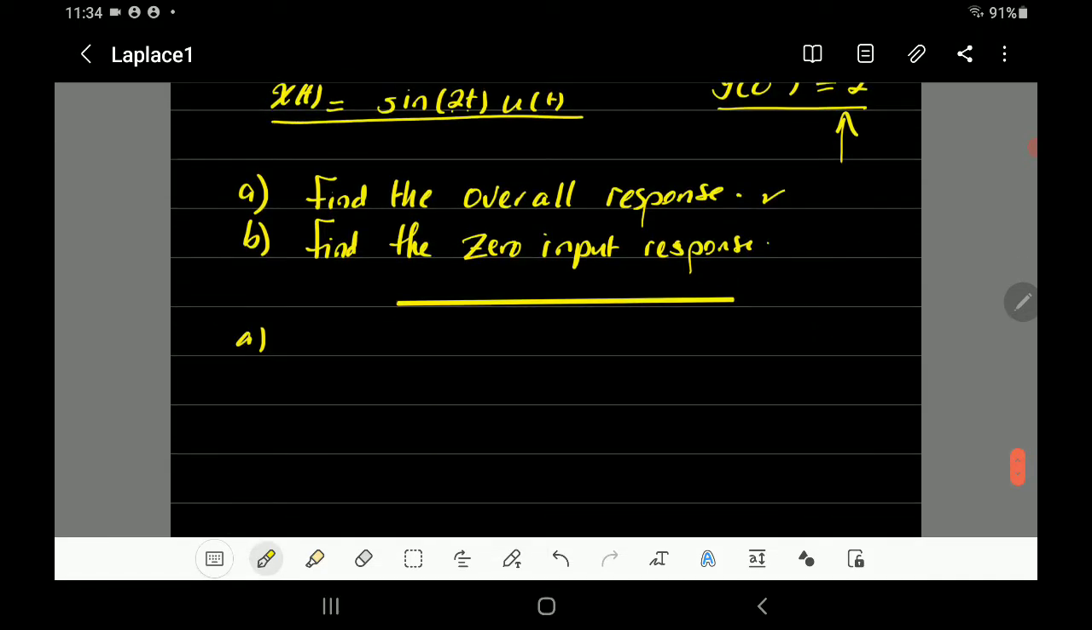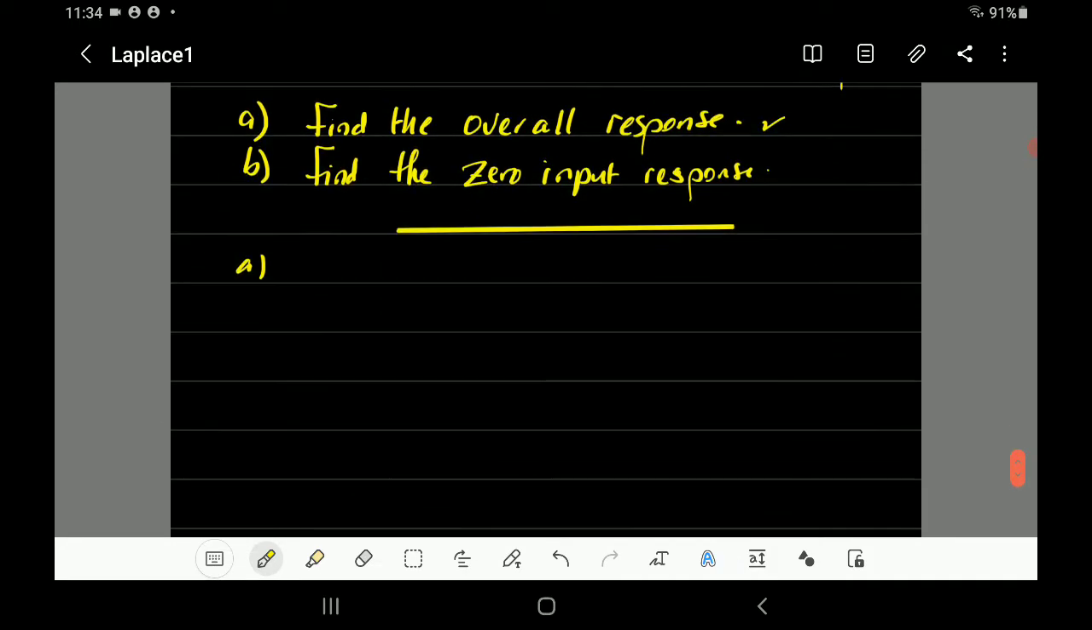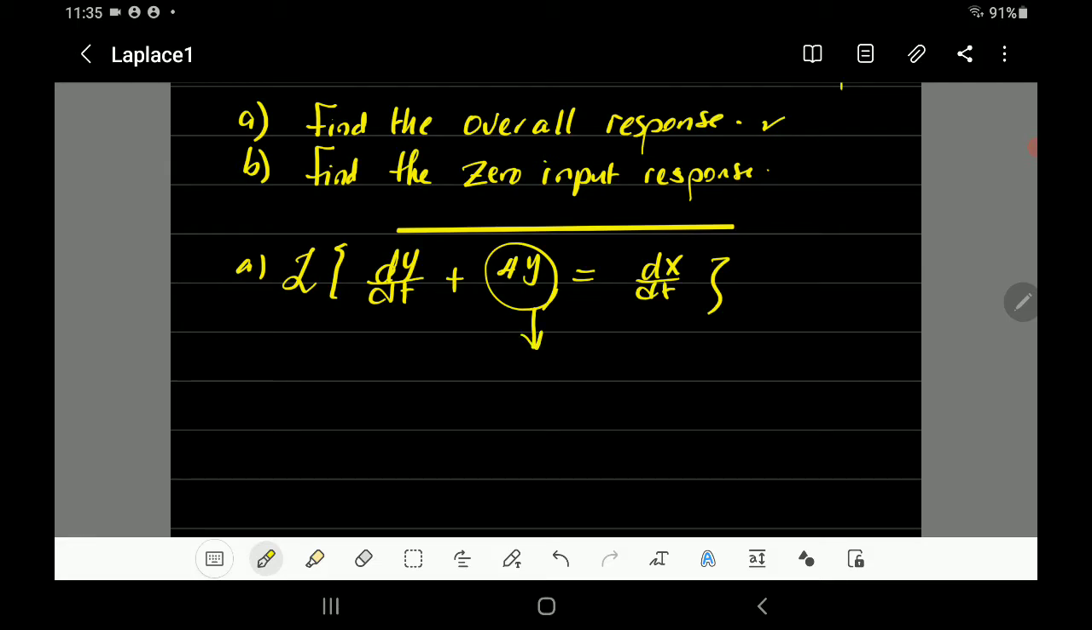The first thing you'll do is write the differential equation of the system, which is dy/dt plus 4y equal dx/dt. And then you find the Laplace transform for the whole equation. For 4y, it's easy. The Laplace of y(t) is Y(s), and then you multiply by 4, a constant. What about dy/dt?